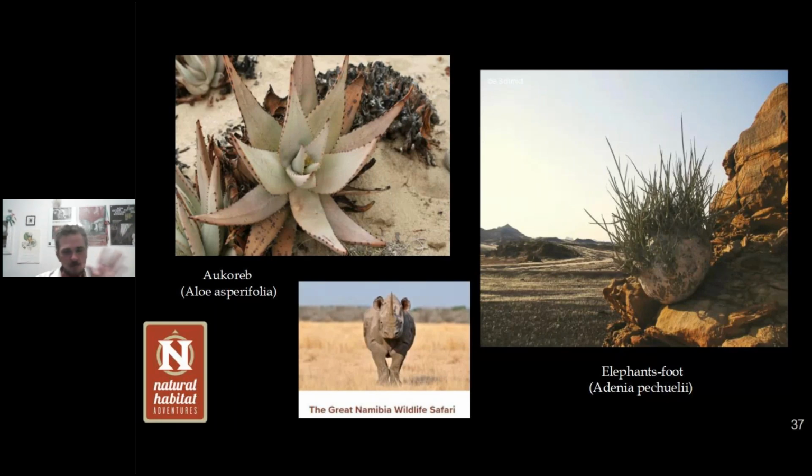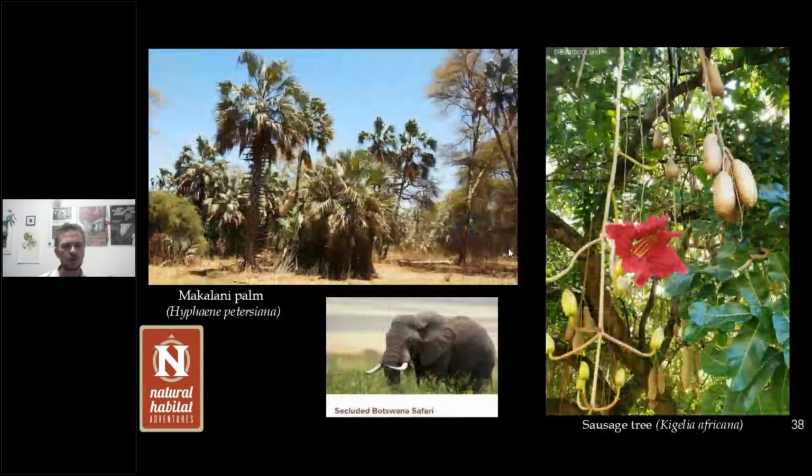From Namibia, we move on to our neighbor Botswana, where we take you to unforgettable places such as the Okavango Delta. In this beautiful country, we can spot plants typical of these places, such as the Makalani palms, and particular plants such as the sausage tree.